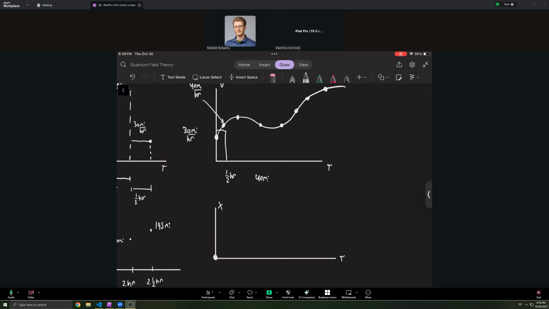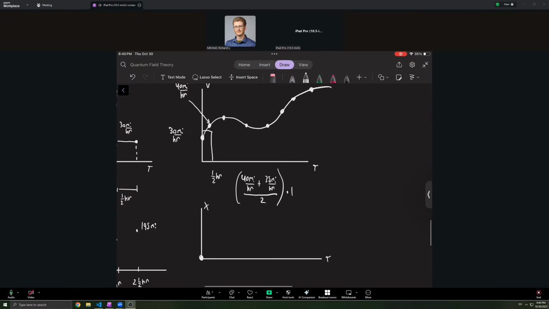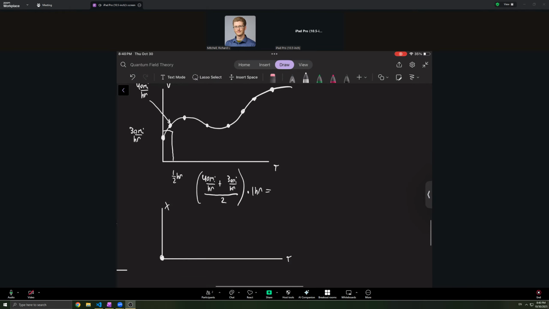It'll be 40 miles per hour plus 30 miles per hour, divided by 2. This is to get the average. And then I multiply that by a half hour. Oh, sorry, I was getting ahead of myself. The half hour is the time interval.